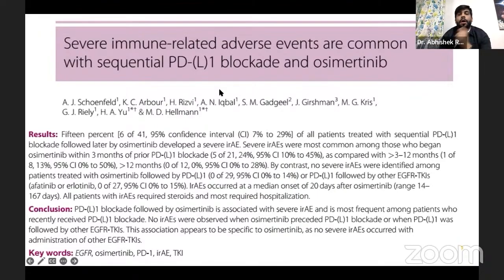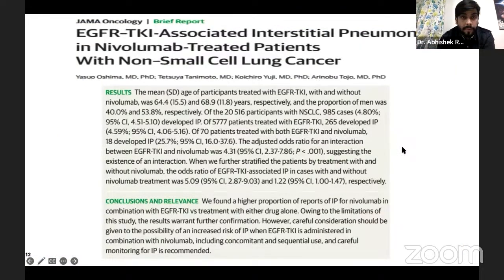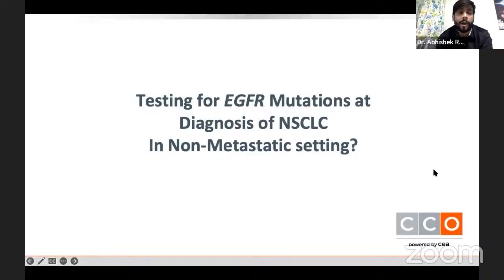So this is something that is reported, that severe immune-related adverse events are common with sequential PD-L1 blockade and osimertinib. This is also published in JAMA, that EGFR TKI-associated interstitial pneumonitis is common in patients who were treated previously with nivolumab. So just coming to, we all know what the EGFR mutation testing strategies are. So just a brief take from everyone.